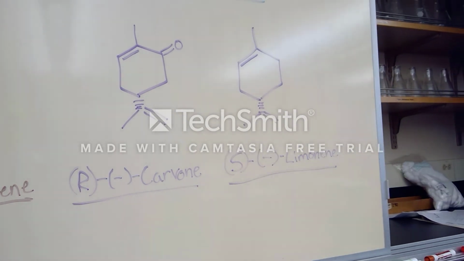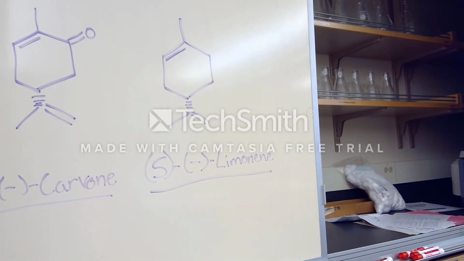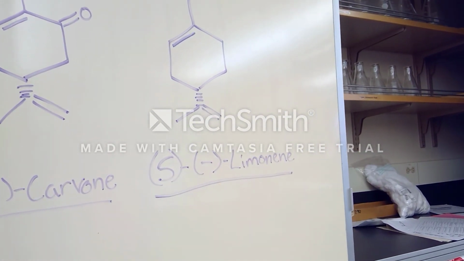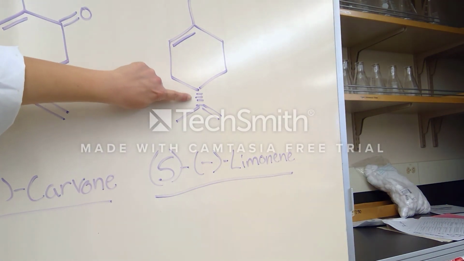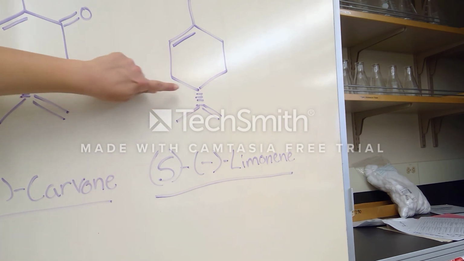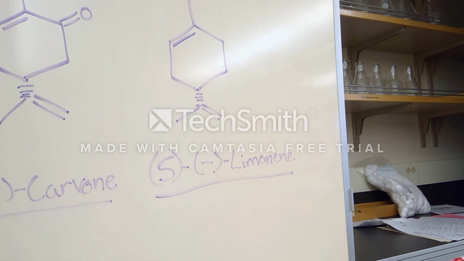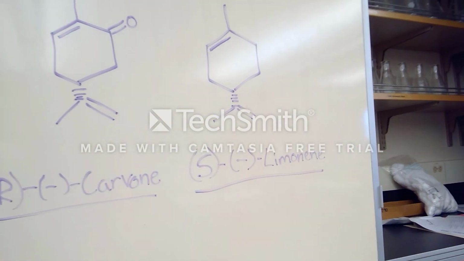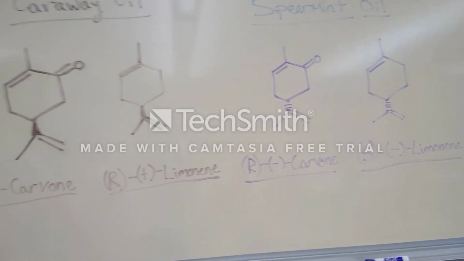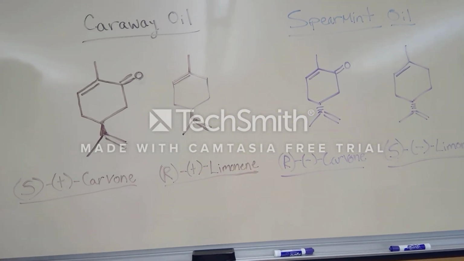All right. And lastly here, we see S minus limonene. S minus limonene is, again, an alkene. And we would have the S configuration happening at the chiral carbon here. We see the dash symbol indicating that this group below is going backwards. And again, the direction of optical rotation would be in the negative direction. Okay, so these are the compounds we will be separating in these two separate oils.